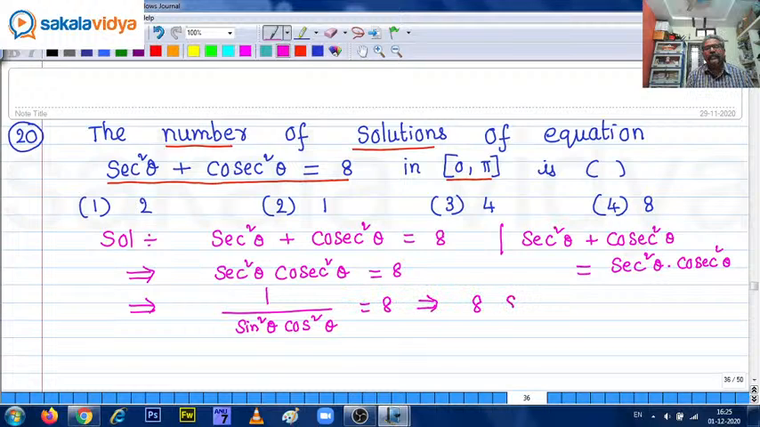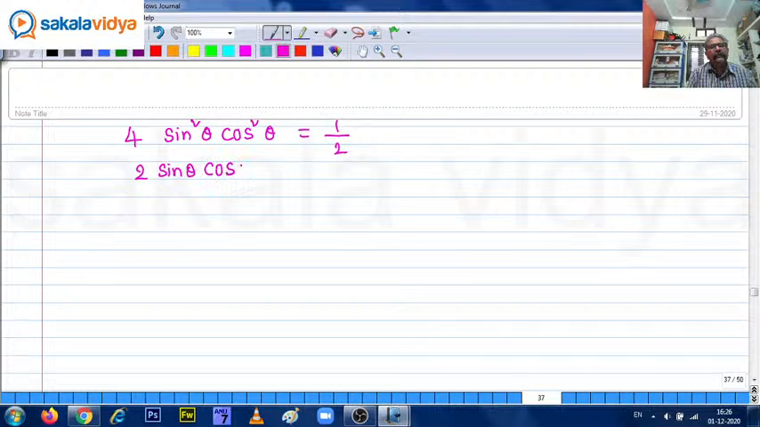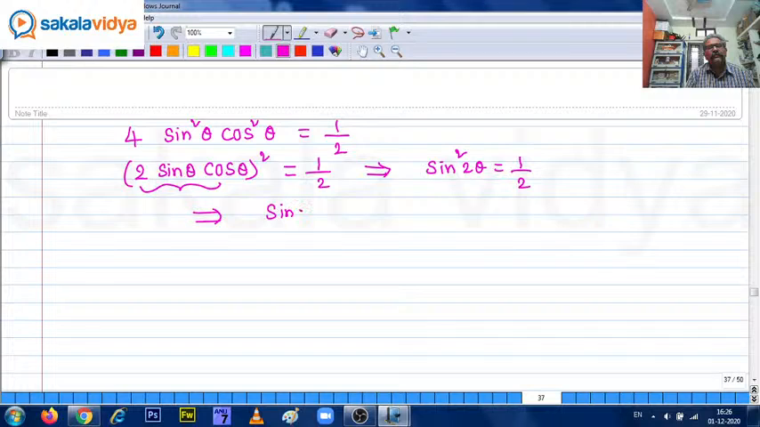Cross multiplying, 8 sin square theta cos square theta equals 1. This can be written as 2 times 4 sin square theta cos square theta equals 1. So 4 sin square theta cos square theta equals 1 upon 2. This can be written as (2 sin theta cos theta) whole square equals 1 upon 2. Since 2 sin theta cos theta is sin 2 theta, sin square 2 theta equals 1 by 2. So sin 2 theta equals plus or minus 1 upon root 2.